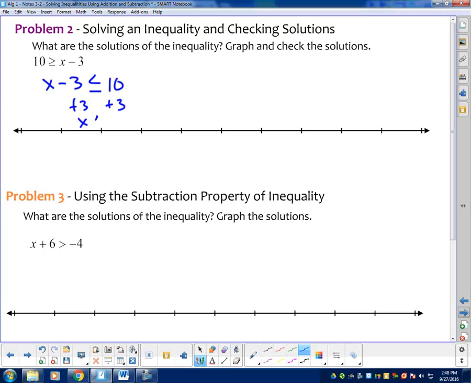So x is less than or equal to 13. Okay, but where's 13? That's a good question. I purposely didn't put any numbers on here. Here's the lazy man's way to do this. You pick where you want to put 13. Let's put it just right in the middle. How about that? That's what I would probably do.